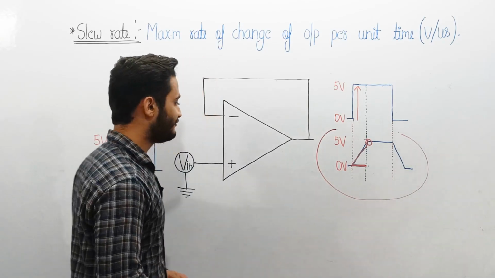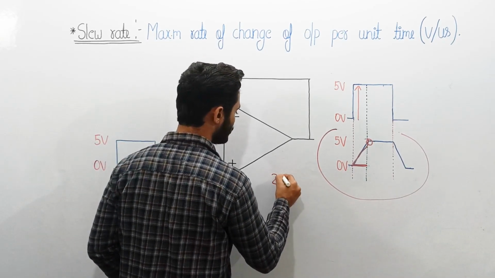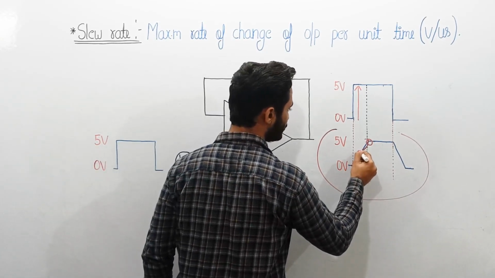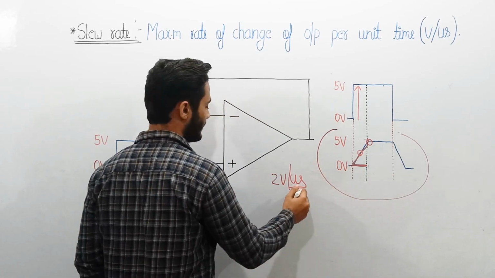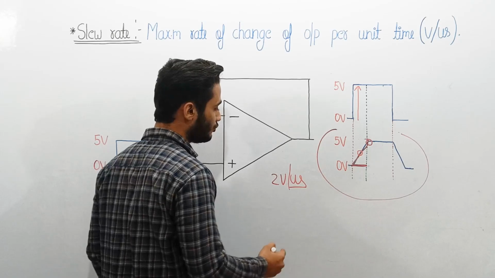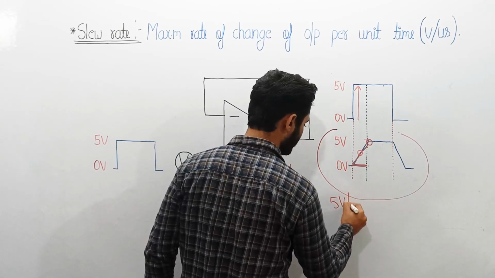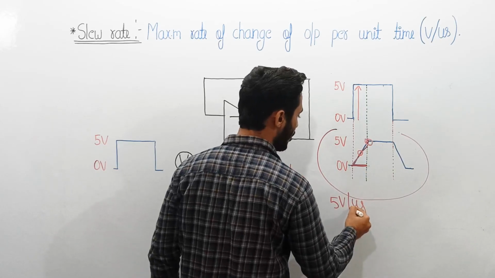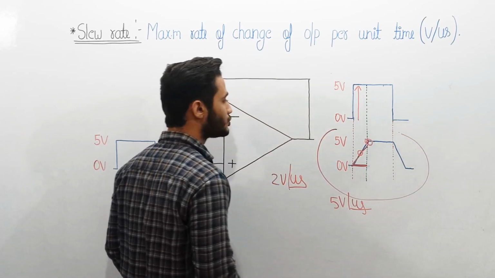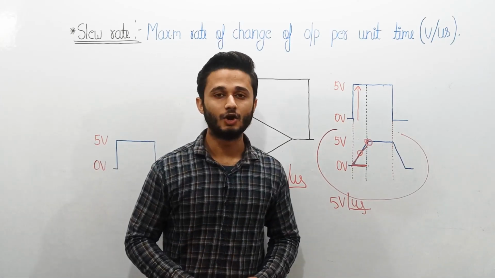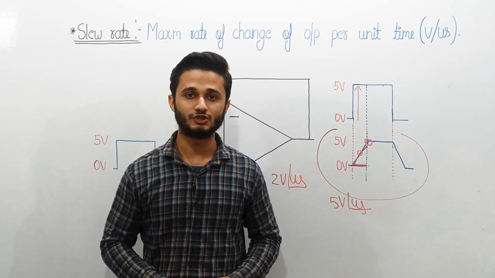For example, if the slew rate of the op-amp is 2 volt per microsecond, then this waveform will reach 2 volt in 1 microsecond. If this slew rate is increased from 2 volt per microsecond to 5 volt per microsecond, then this waveform will reach its maximum value only in 1 microsecond. So ideally, the slew rate of the op-amp should be infinite, or it should be as high as possible.